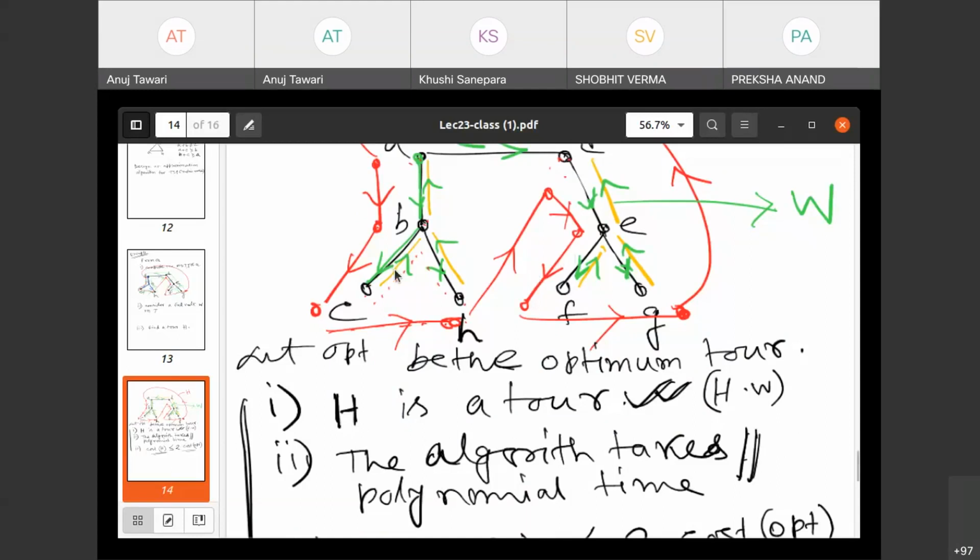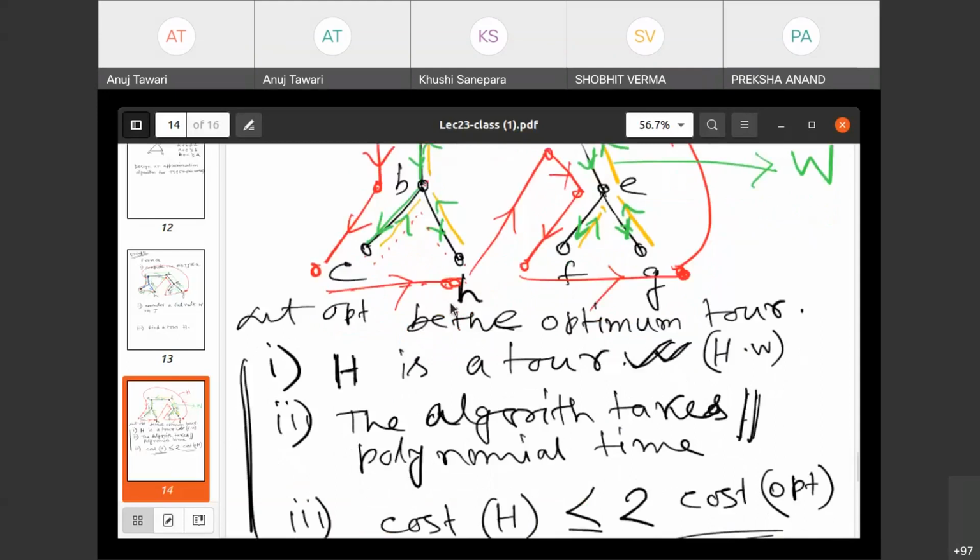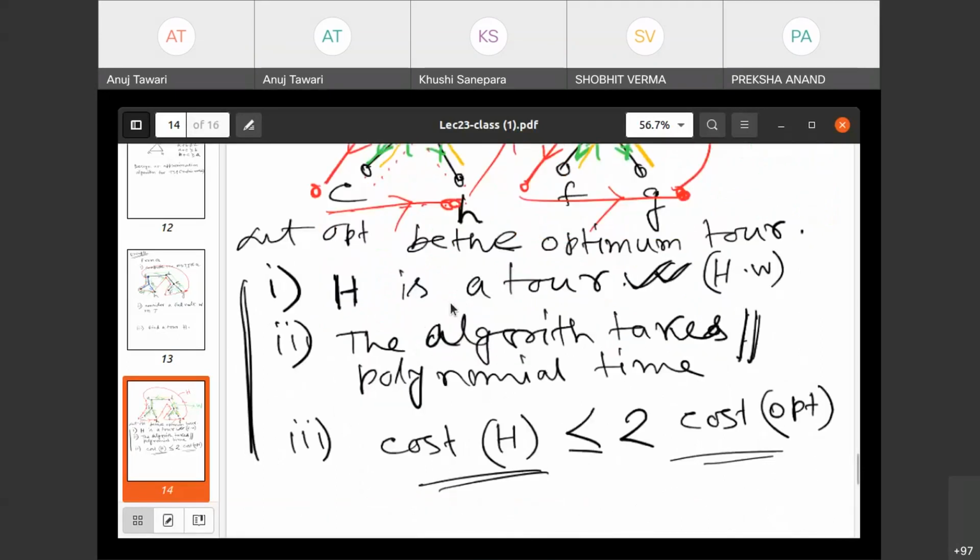So overall, the algorithm will always take polynomial time. By studying the DFS ordering, we can also see where we have to apply this triangle inequality. And what we want is that the tour which we got in this way is at most double the cost of the optimum tour.